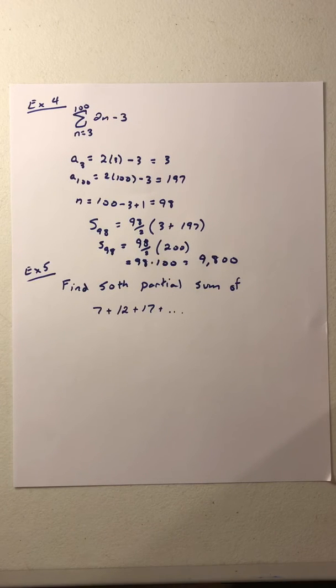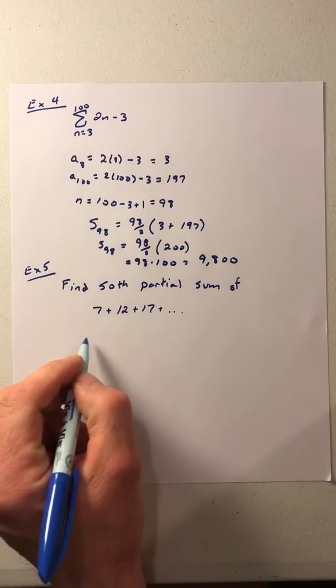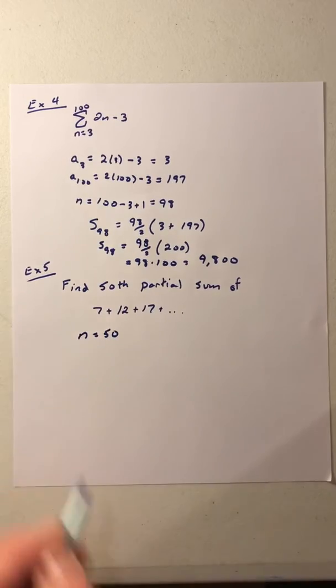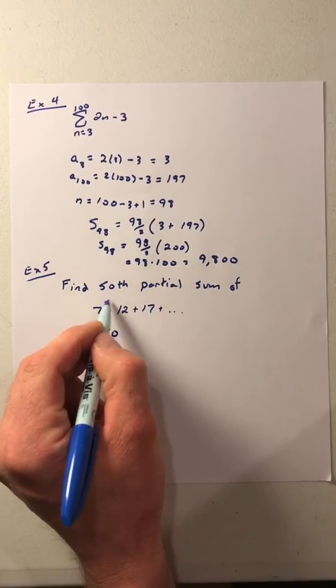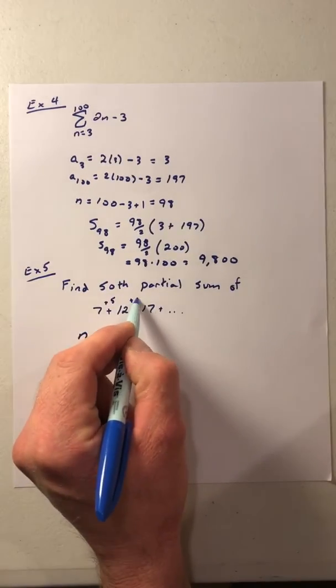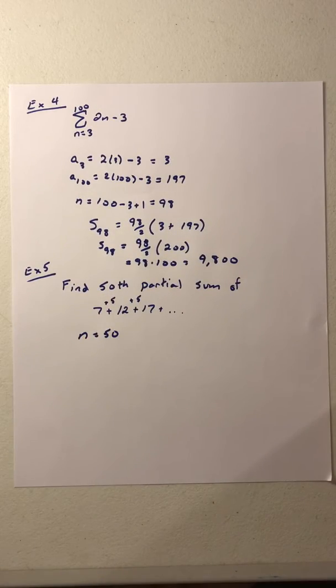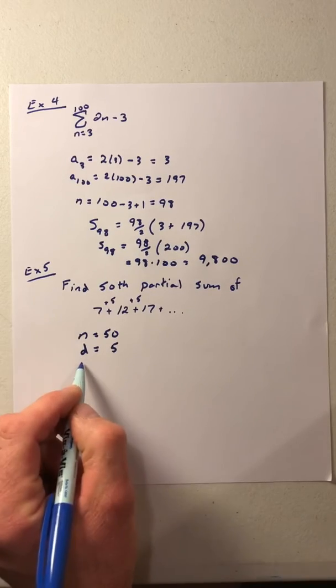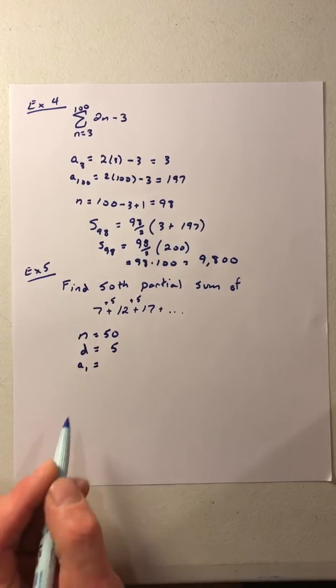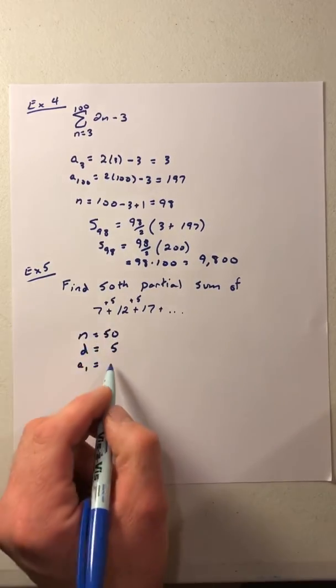And finally, example 5, here we're looking for the 50th partial sum. Remember, when I ask you for the partial sum, that tells us how many terms that we're working with. So we know that we're working with 50 terms. If I look at 7, 12, 17, looking at the difference there, the common difference, it's going to be 5. So I know, again, it's going to be linear. I also know my common difference is 5, and I know my first term. Well, my first term was 7.